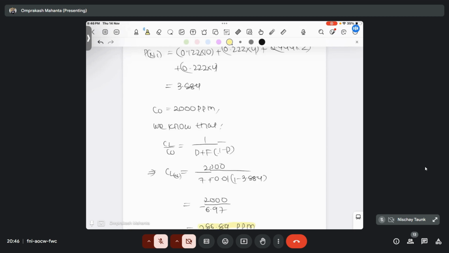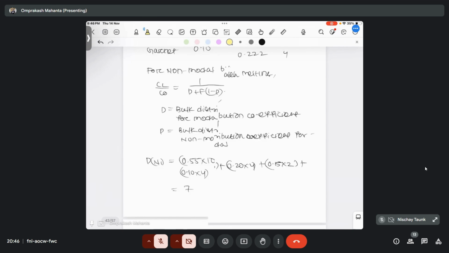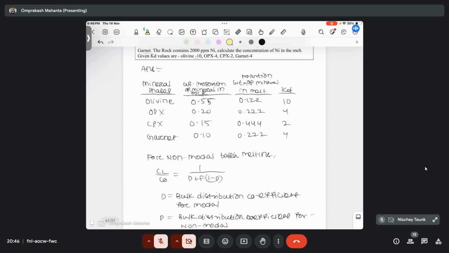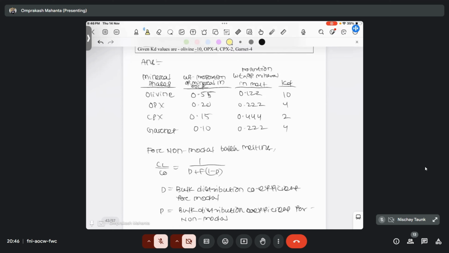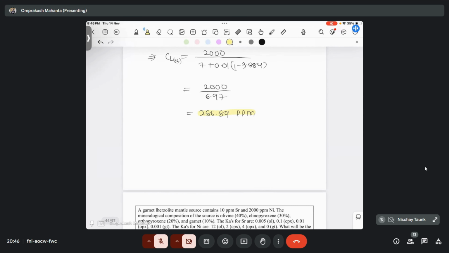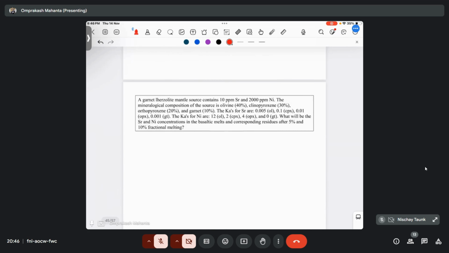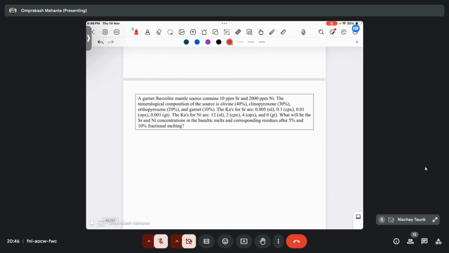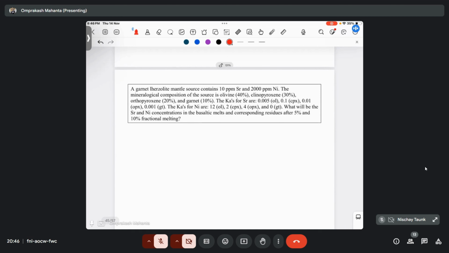I don't think they will give you this type of question, but don't go through it right now, but it will help you in your GATE. Okay, so remember this concept: how to find out the CL value or C0 value for non-modal melting. This question is not in your syllabus, I guess. This is beyond your syllabus, and this type of question will not come in your exam.